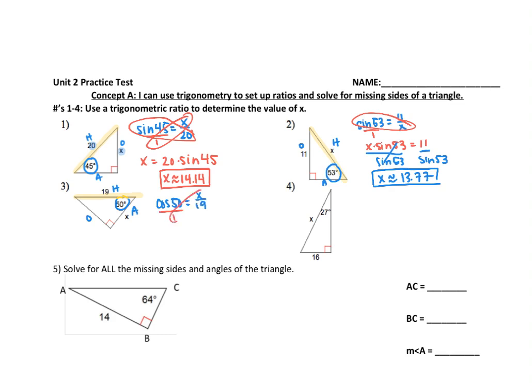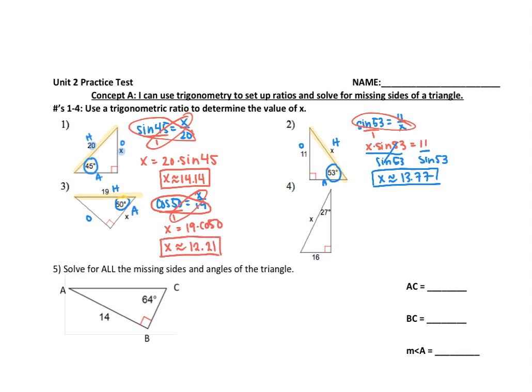And then we're going to cross multiply. So x times 1 is x, and then 19 times cosine 50. And since x is already by itself, we go ahead and put in 19 times cosine 50 in our calculator. You get about 12.21.